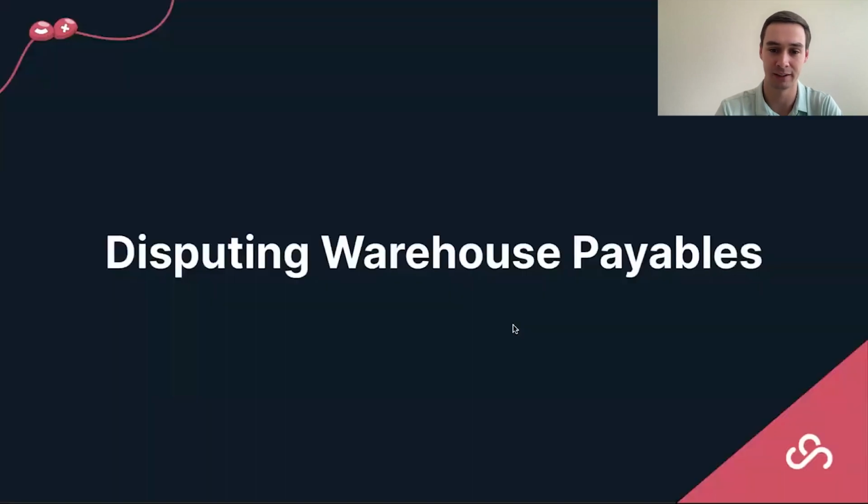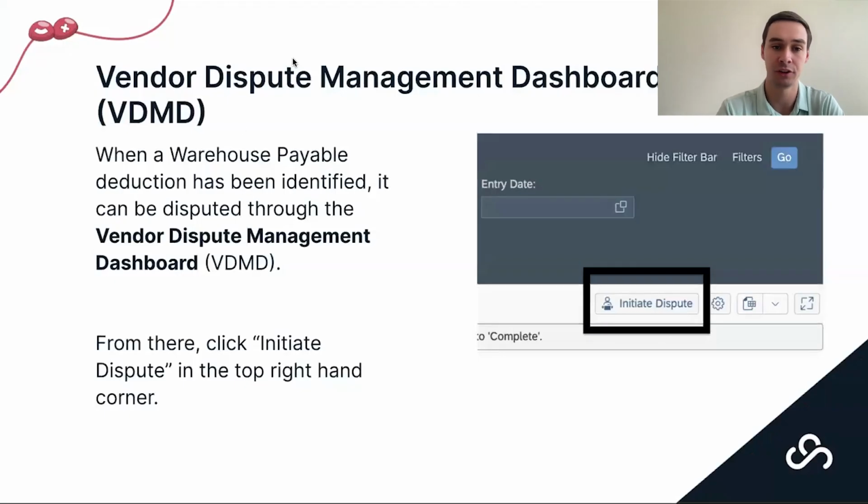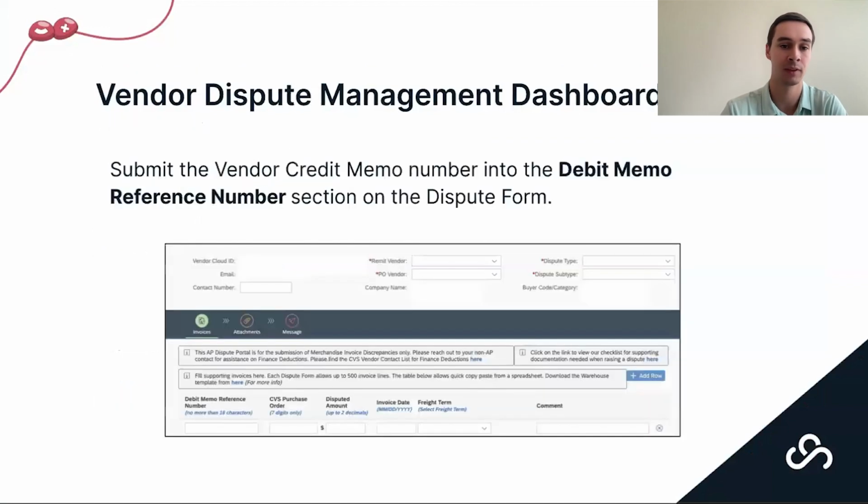So jumping back ahead. Once you're in this vendor dispute management dashboard, this page should load your previous disputes and kind of give you an overview of what those are looking like and the current status of them all, whether they're in progress, approved, denied, you name it. But if you want to start a new dispute, you're going to hit this initiate dispute button. And so once you've found a deduction that you want to go through this process with, you'll start there by hitting initiate dispute.